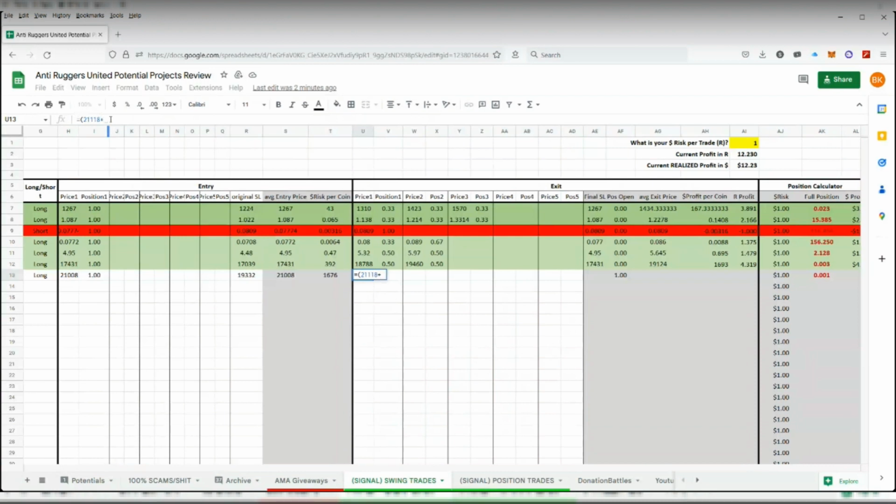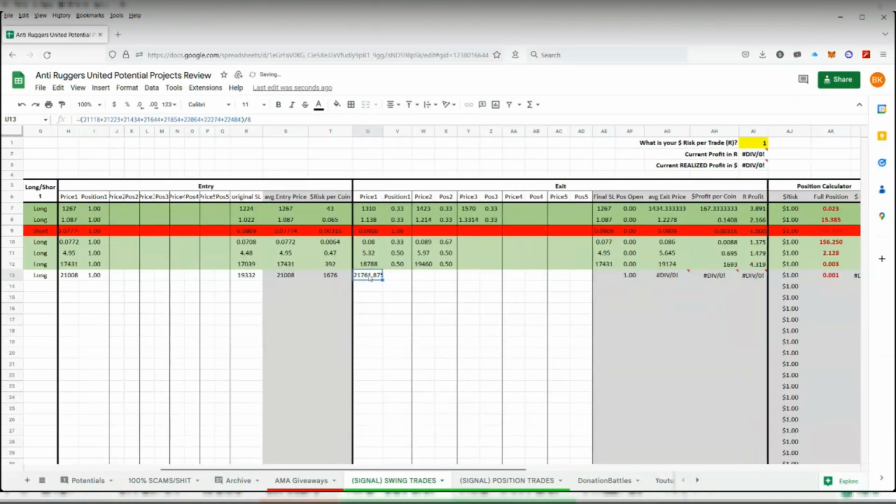21,118 plus 21,223 plus 21,434 plus 21,644 plus 21,854 plus 22,064 plus 22,274 plus 22,484. Do that, divided by 8, because there's 8 profit targets. So your average profit target is going to be 21,761. Do position 1, 100%.